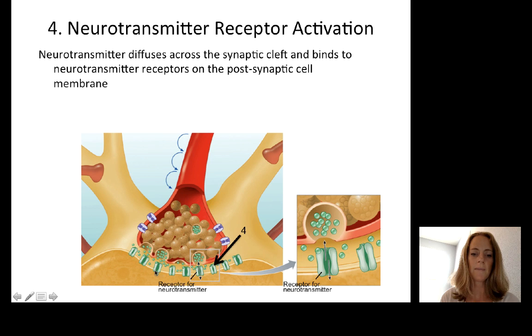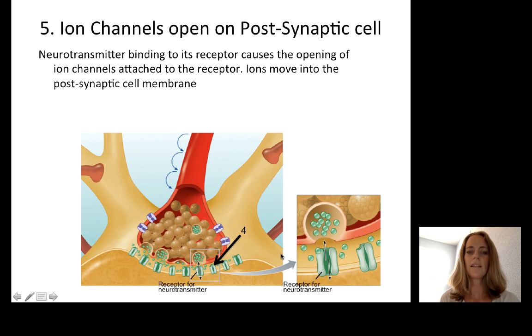So here in green are these proteins in the membrane of the postsynaptic cell. They are going to bind to and recognize the neurotransmitter that has been released. And that will then lead to step 5, which is the ion channels opening on the postsynaptic cell. So the neurotransmitter binding to the receptor causes the opening of ion channels attached to this receptor. The ions aren't pictured here, just the neurotransmitter, but the arrows show that the ions can now move through this opened channel.